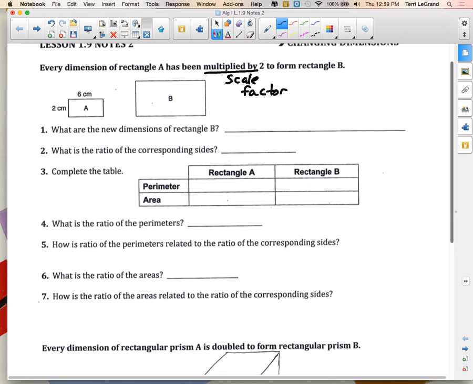Okay, well, what would the dimensions of rectangle B be then? 4 by 12, yeah, or we could say 12 by 4, it doesn't matter which direction we go in. Its new dimensions would be 4 centimeters by 12 centimeters. And all we really had to do was take 2 times 2 and get 4, right? And 6 times 2 and get 12. We doubled the dimensions. We doubled those side lengths.